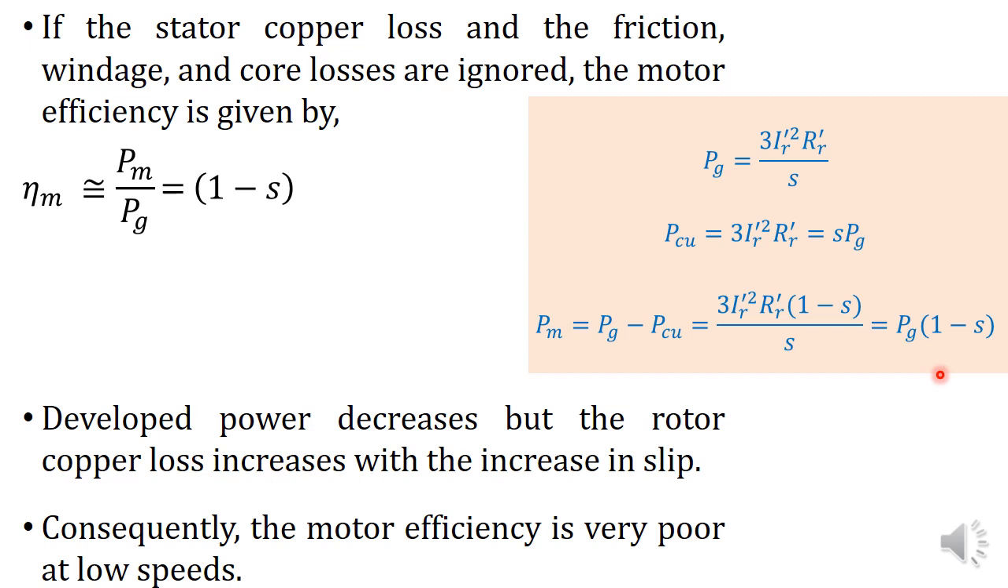The next one is, consequently, the motor efficiency is very poor at low speeds. That means efficiency is equal to 1 minus S. That is, as slip increases, efficiency decreases. Slip increases means speed decreases. So at very low speed operating conditions, that means when the speed decreases, the efficiency of the motor will decrease.